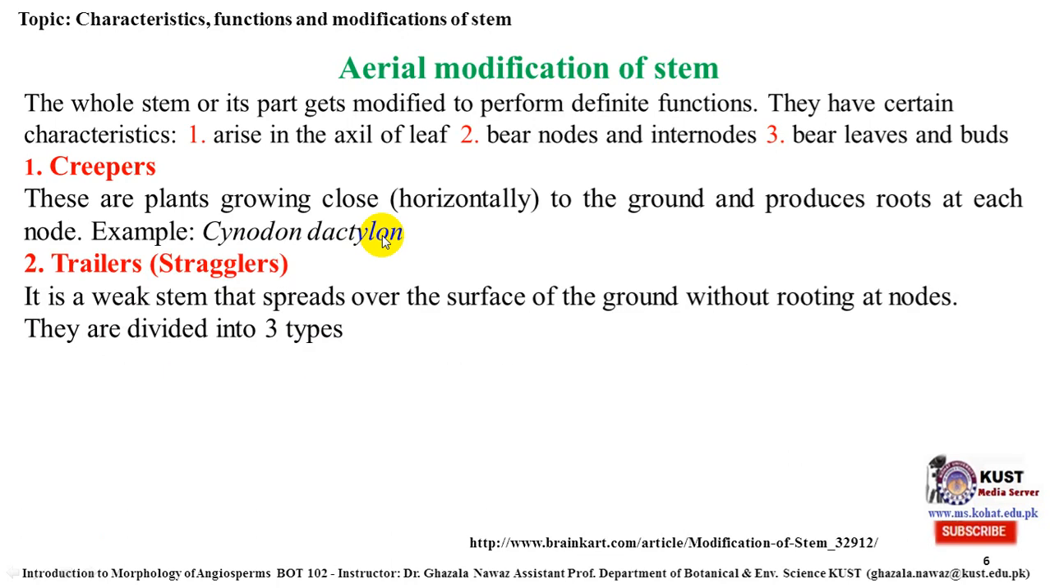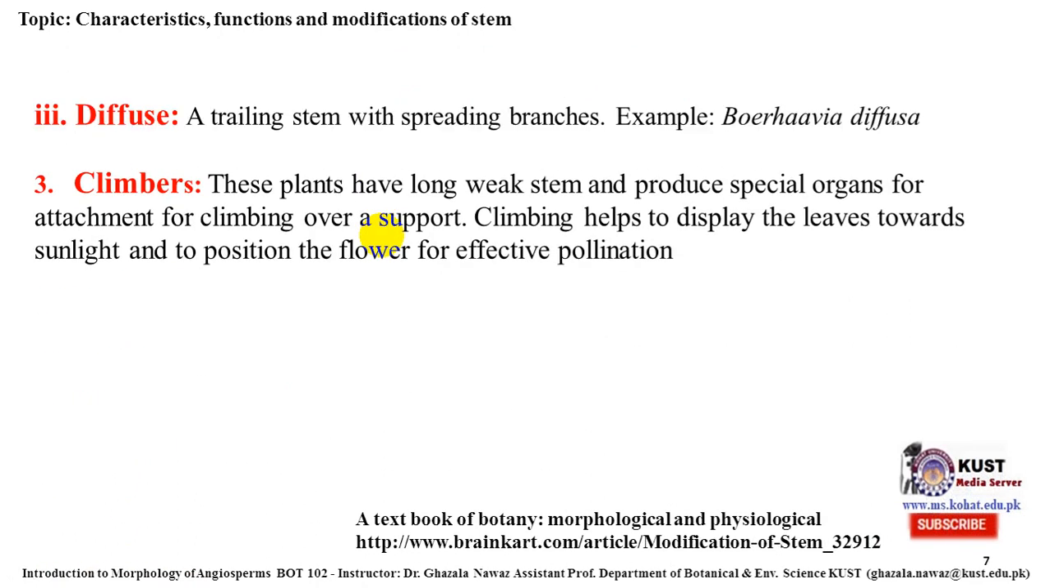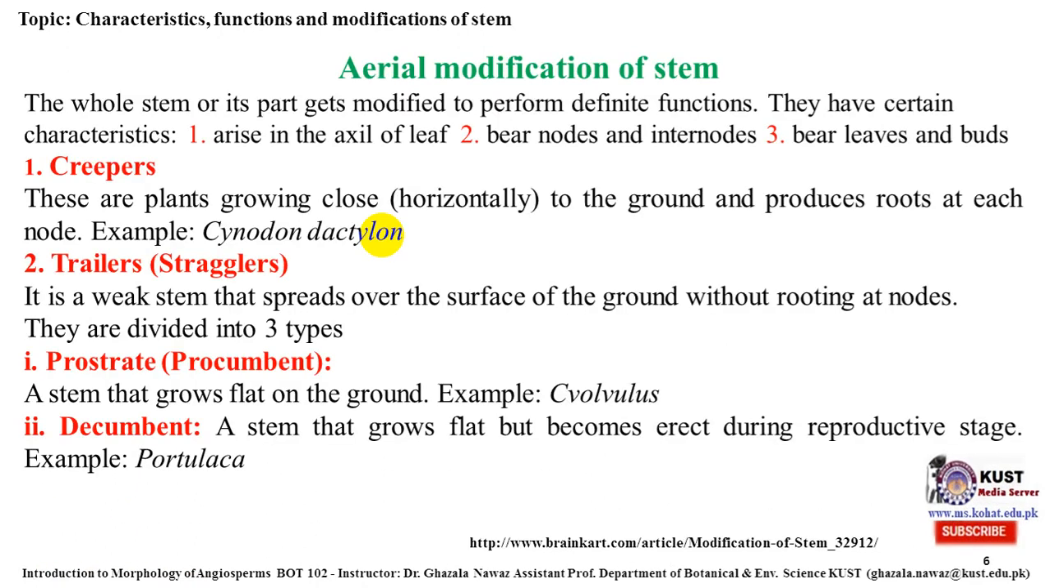They grow horizontally, produce roots, and then invade the whole ground. The next type of aerial modification is the trailer or the straggler. The stragglers are weak stems that spread over the surface of the ground without rooting at nodes, and they are further divided into three types. The first one is the prostrate, the second one is the decumbent, and the third one is the diffuse.